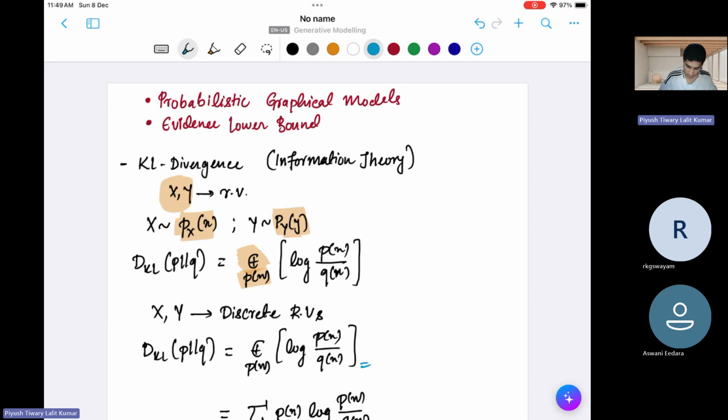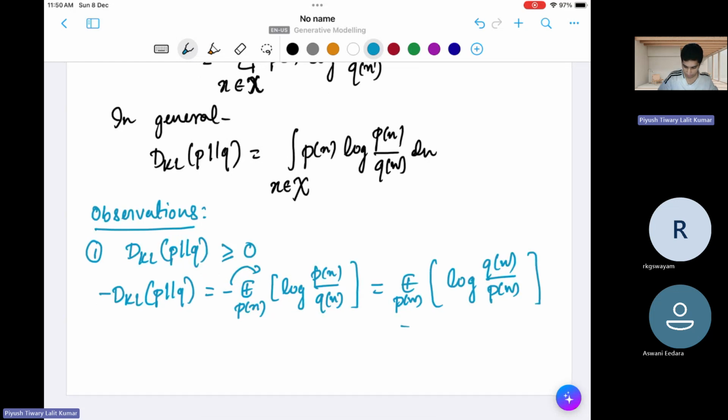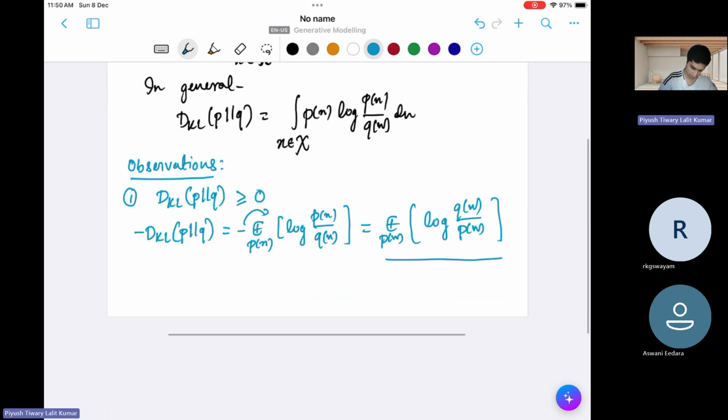So you can take this negative sign inside the expectation, because the expectation is basically a linear operator. This thing becomes the expectation under P(x) of log. Negative log P(x) by Q(x) is nothing but log Q(x) by P(x), right? So this will be just log Q(x) by P(x). Now we are going to apply some inequality here.